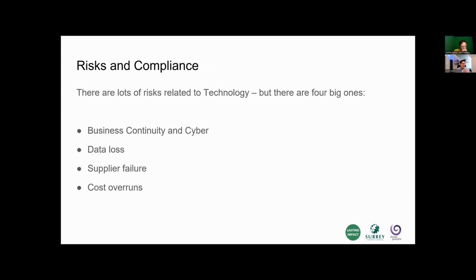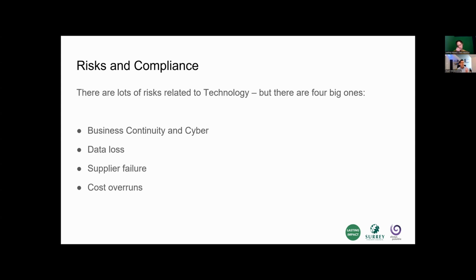Risks and compliance. Now, I phrased these 4 areas under risk and compliance, but you could put them in a number of different places. They're the sorts of things which organizations worry about a lot. People's stomachs tense up. They get really nervous when they hear about cyber and data loss and business continuity and supplier failure, cost overruns with IT things. These are all things which are the reasons perhaps you might think you need technology expertise and you need external advice. And you may well be right that you do need technology expertise and external advice.